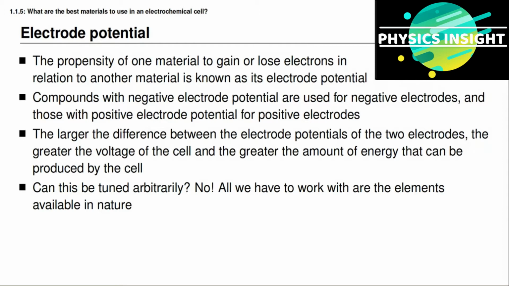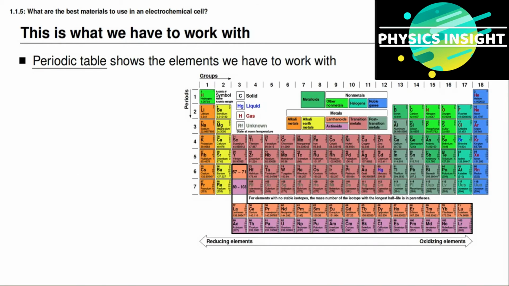So it would be really nice if we could somehow tune the electrode potentials arbitrarily to be anything we wanted, but we in fact cannot do that. We have to work with the materials supplied to us by nature, and these are the elements in the periodic table. So the periodic table is a very powerful visual device for thinking about all of the elements found in nature. So we're going to spend a few minutes discussing how this table is organized.